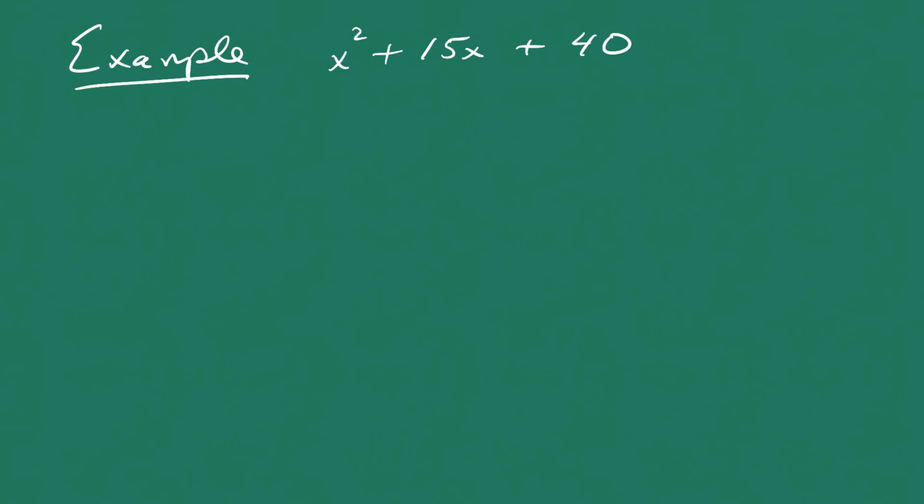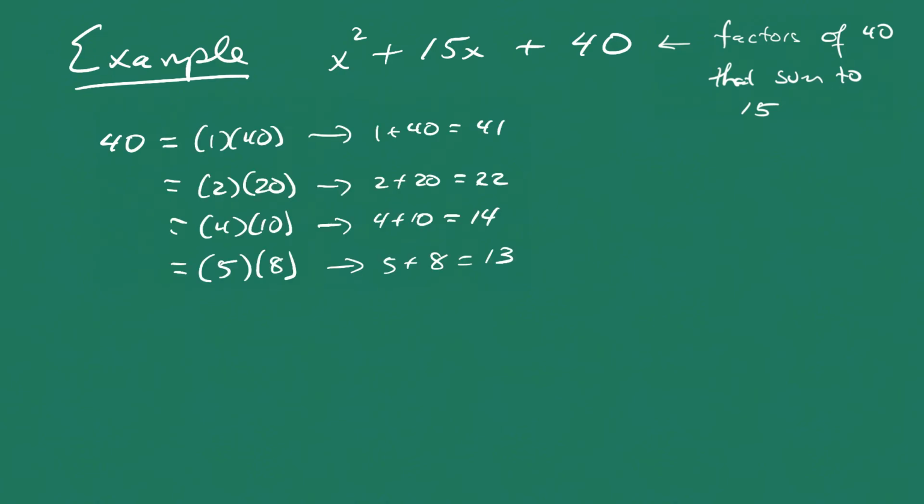Now, if we were given something like x squared plus 15x plus 40, if we go back to our trick and say we need factors of 40 that sum to 15, well, if we go to look at all of those possible combinations, we have 1 times 40, which sums to 41, 2 times 20, which sums to 22, 4 times 10, which sums to 14, and 5 times 8, which sums to 13.